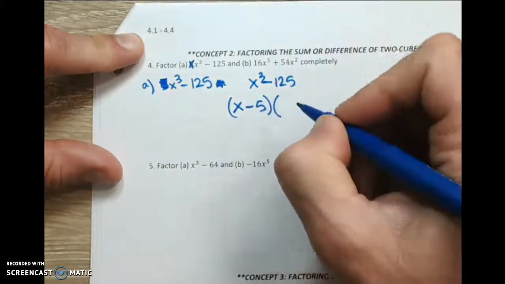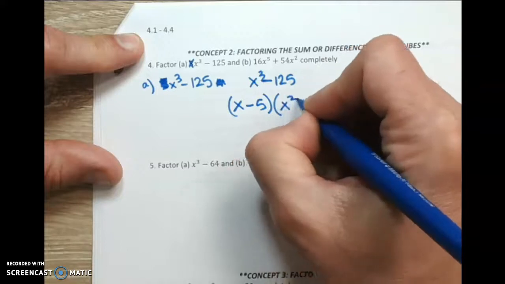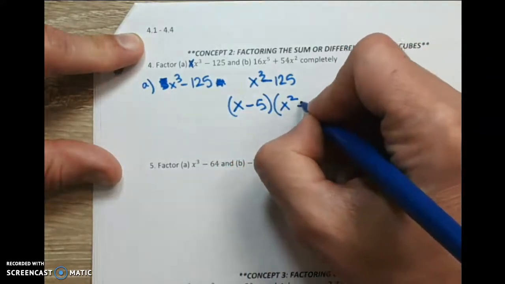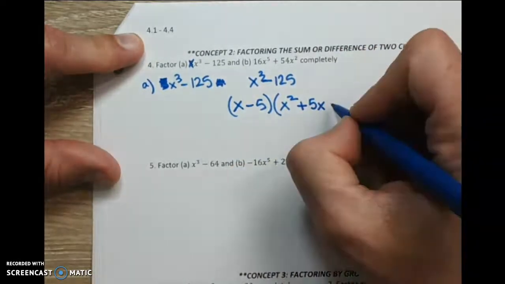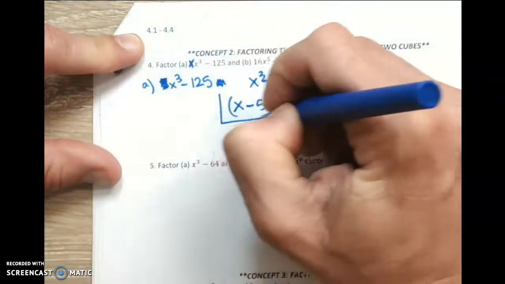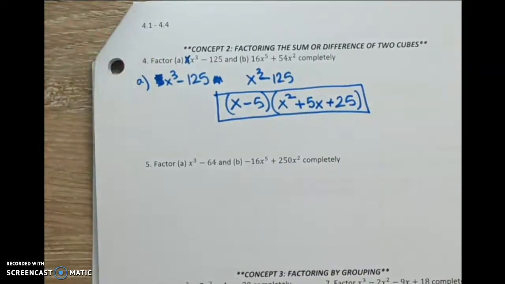And then for my second polynomial, I'm going to take x and square it. I'm going to take x times -5 is -5x, but then I multiply that by -1, and I get positive 5x. And I take -5 and square that, and I get 25. And that is the answer I'm looking for. Sorry for that mistake right there. Let's look at B.